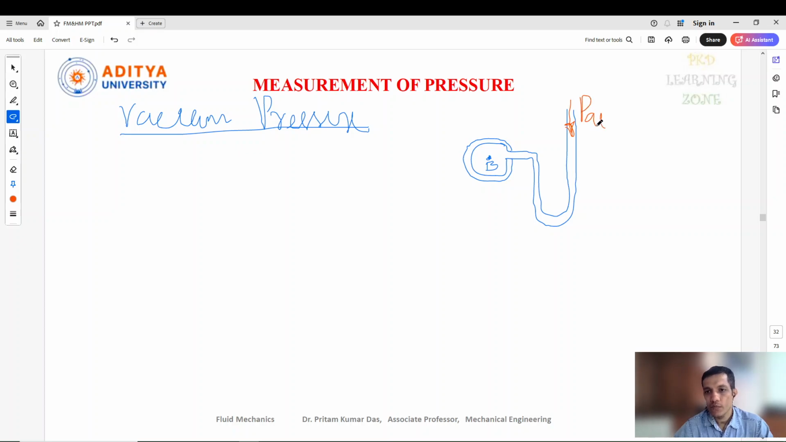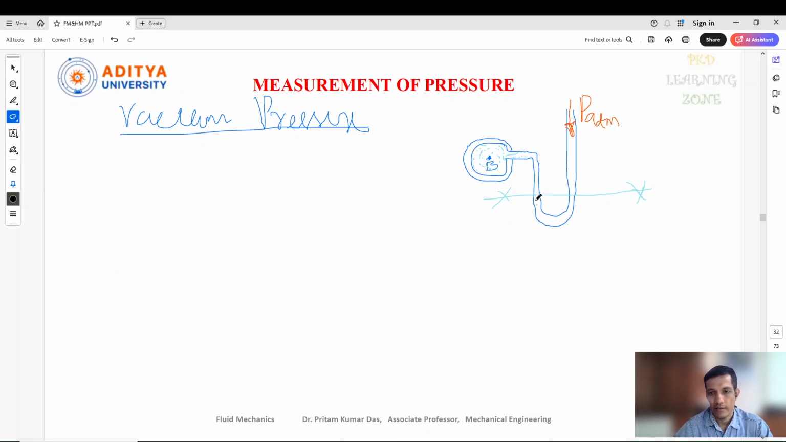So atmospheric pressure gives an impact on this side, and in this pipe we have vacuum pressure. If we want to measure the vacuum pressure, we can attach a manometer to it, and it will give an impact. Here the atmospheric pressure acts on this side, and let's also consider a datum line here. The liquid will again be the same heavy liquid, mercury.